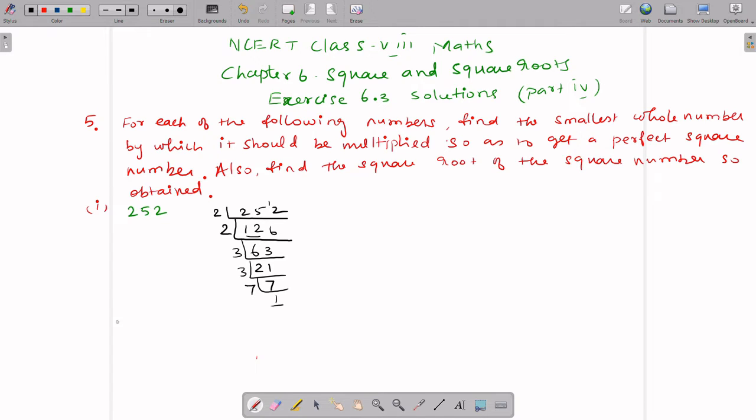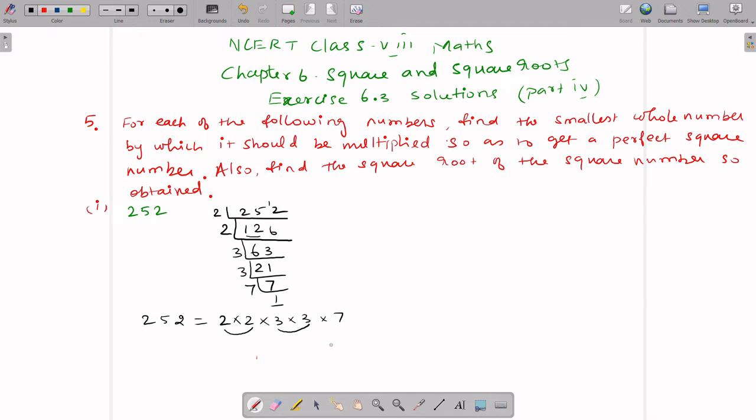So we have to find out the smallest whole number that should be multiplied so that we get a perfect square. When you're taking 252, write down these numbers: 2 into 2 into 3 into 3 into 7, isn't it? Here for 2 we have a pair, for 3 we have a pair, and for 7 we don't have a pair. So the prime factorization is not in pairs for 7.